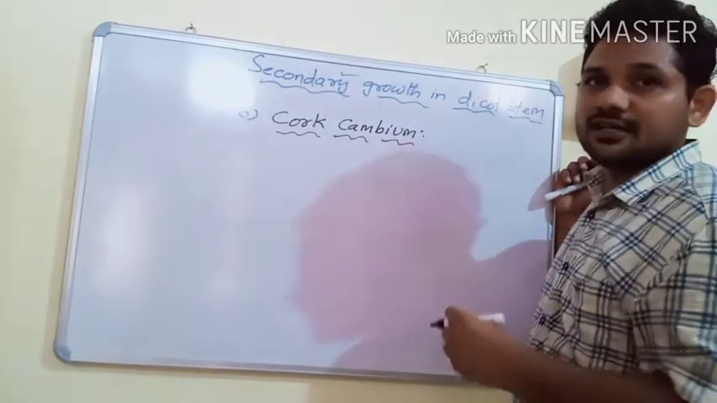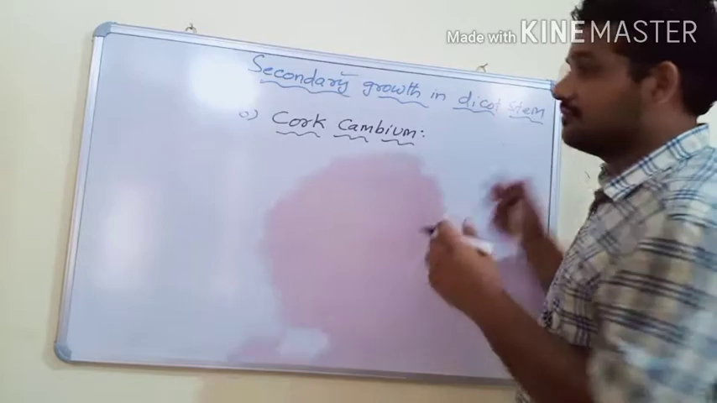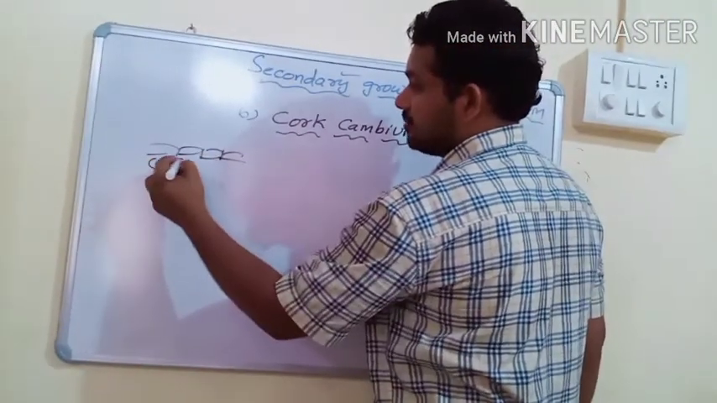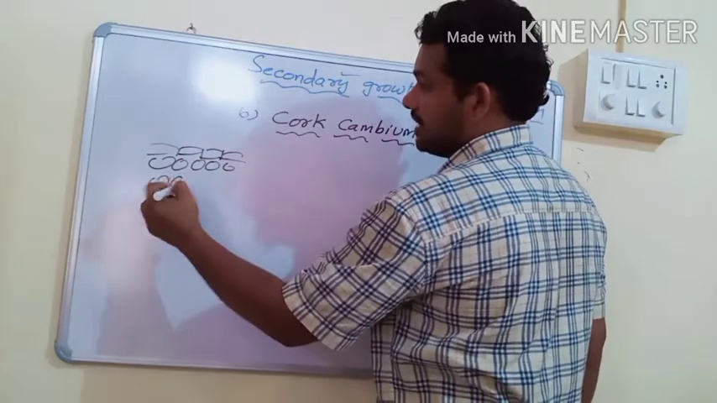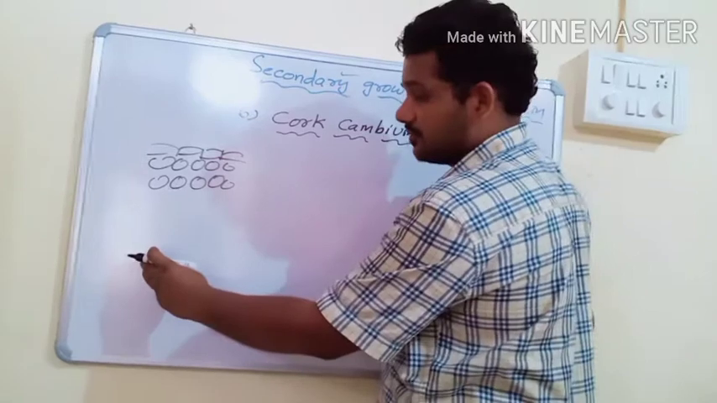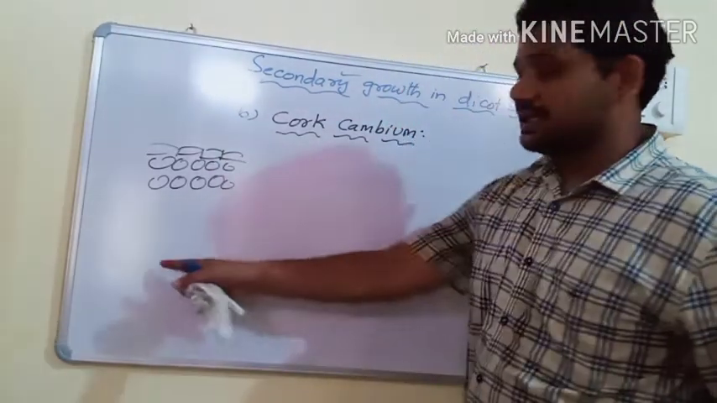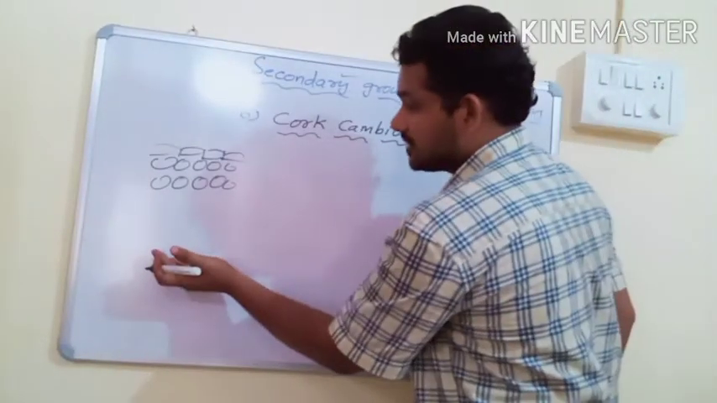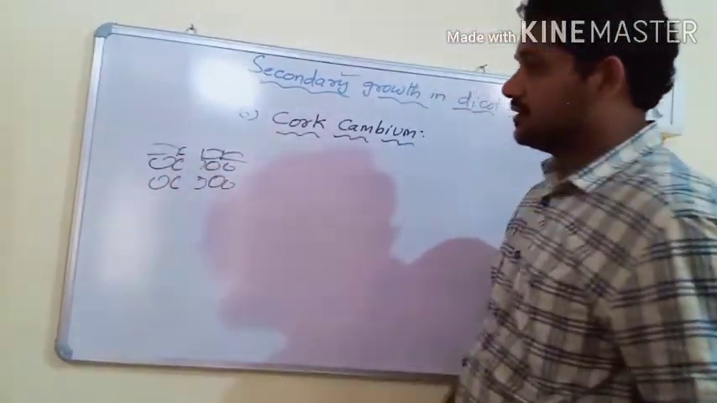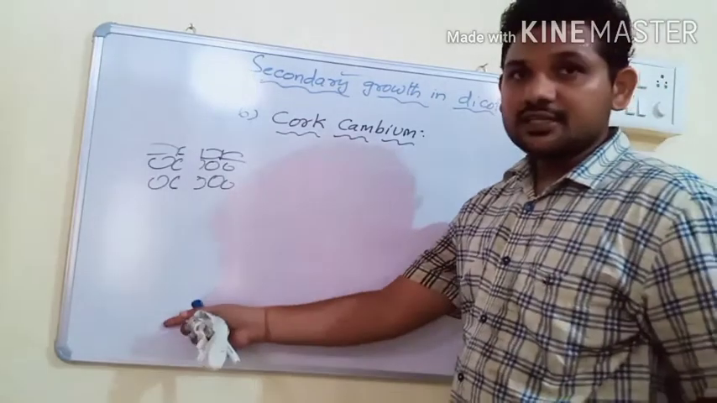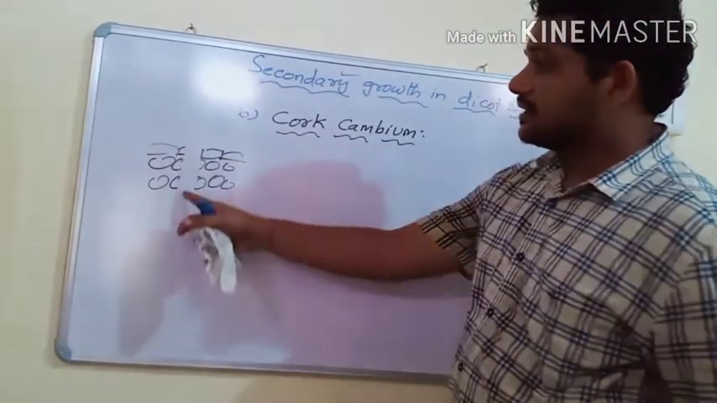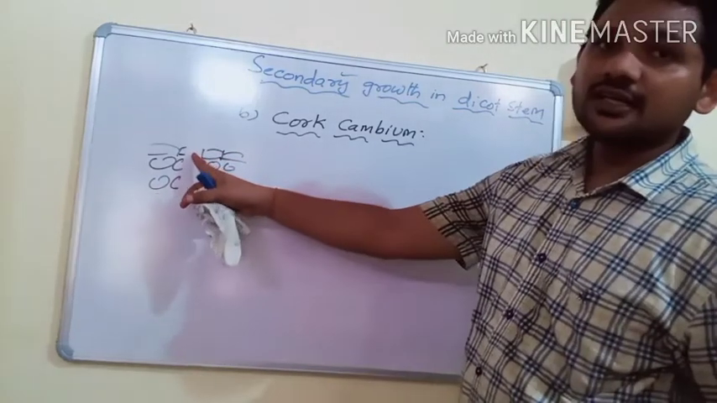Sooner or later, the outer cortical cells, if you observe the TS of dicot stem, this is epidermis, near it hypodermis is present, here cortex is present. So here secondary xylem and secondary phloem form. Due to continuous formation of secondary xylem and secondary phloem, some pressure is exerted on this side. So that's why these two are broken. When they are broken, the protection of internal tissues is questionable. That's why here it is necessary to replace them with another protective layer.